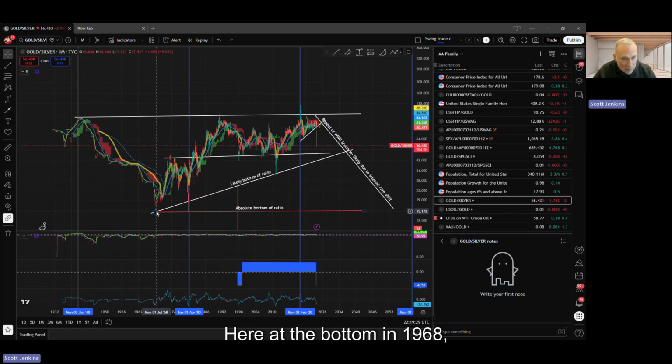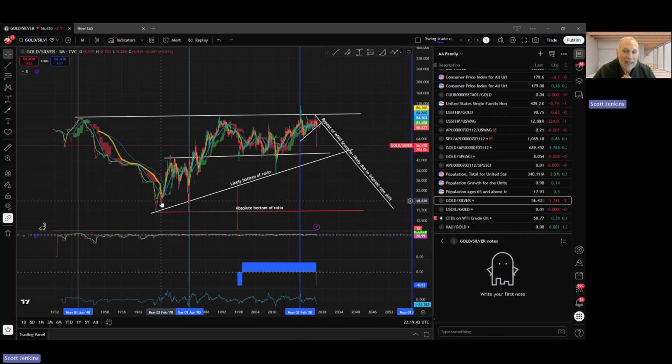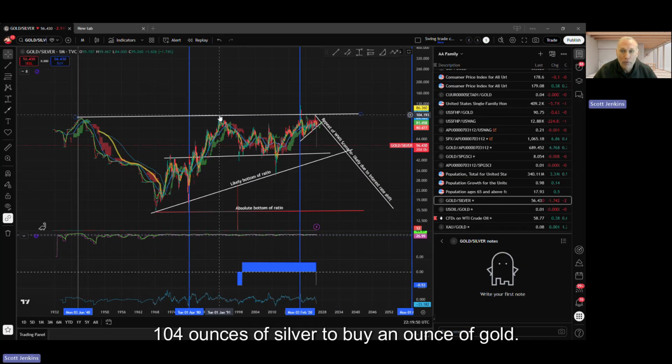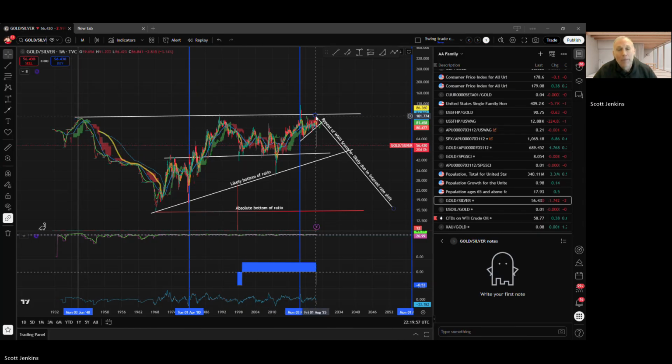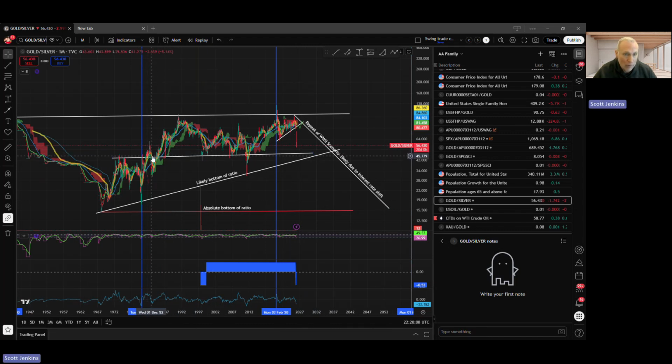Here at the bottom in 1968, or let's start with the start of the commodity super cycle in 1970. So right here, 1970, it took 18 ounces of silver to buy an ounce of gold, right? Here at the peak, it took 104 ounces of silver to buy an ounce of gold. That ratio has bounced up and down. As you can see, we are approaching resistance in this ratio of the price of gold to silver. It goes back basically to 1973, right?